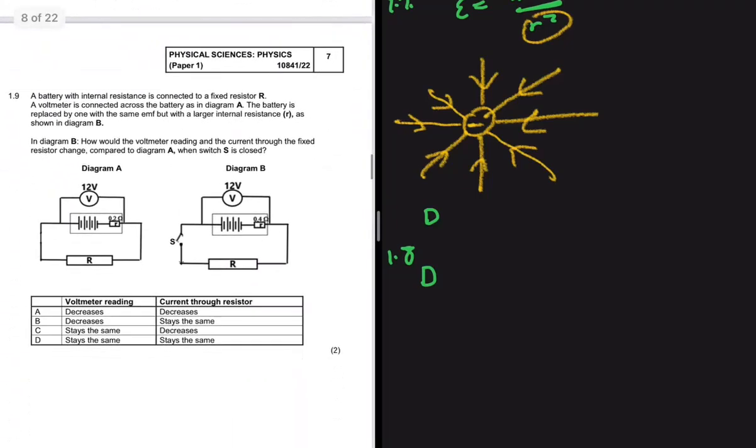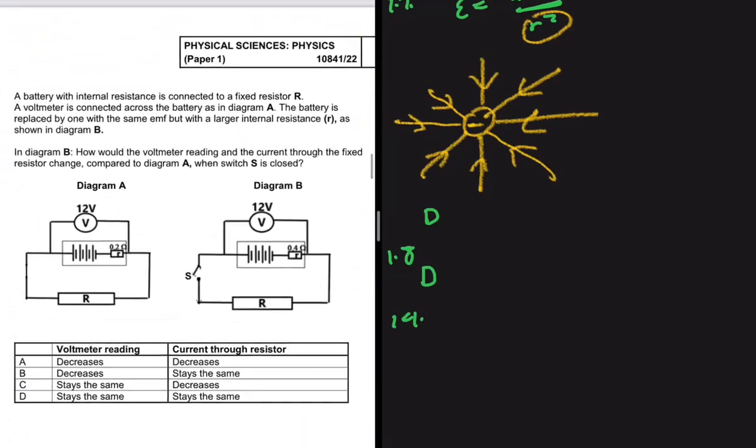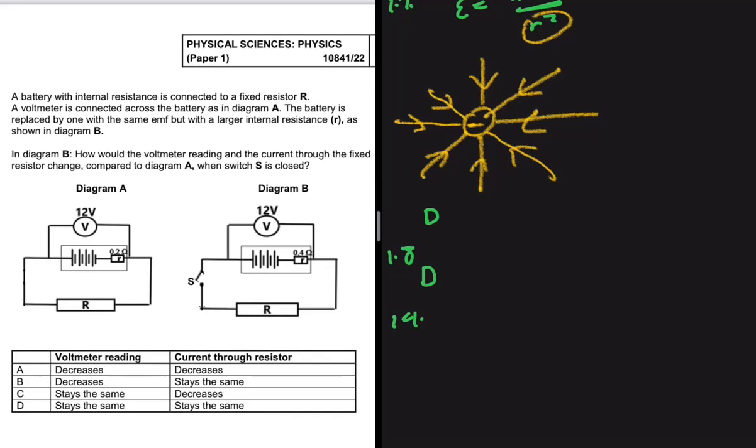Let's look at 1.9. 1.9 says that a battery with internal resistance is connected to a fixed resistor R. A voltmeter is connected across the battery, as in diagram A. The battery is replaced by one with the same EMF but with a larger internal resistance, as shown in diagram B. How will the voltmeter reading and current through the fixed resistor change compared to diagram A when switch S is closed?